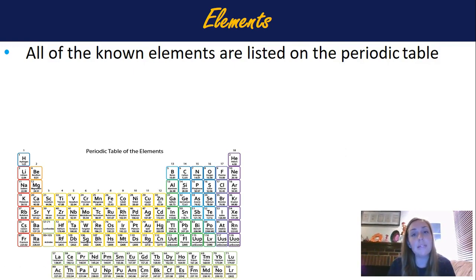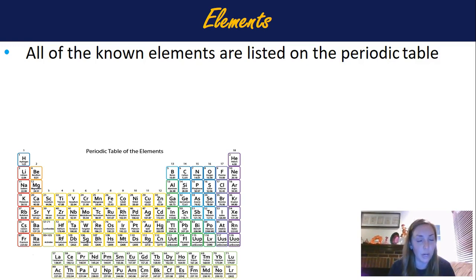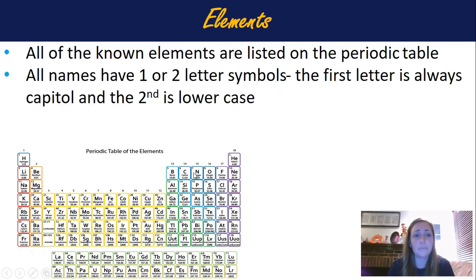All of your elements are listed on the periodic table. So if you're ever wondering, is something an element or not, you just look at the periodic table. And if it's there, it's an element. So like if I say carbon, oh, well, it's right here. So I know that it's an element.